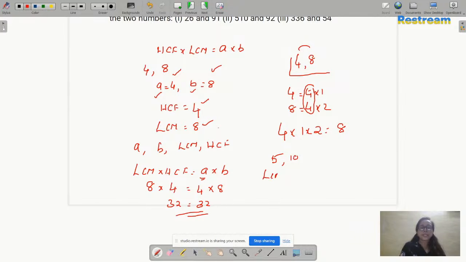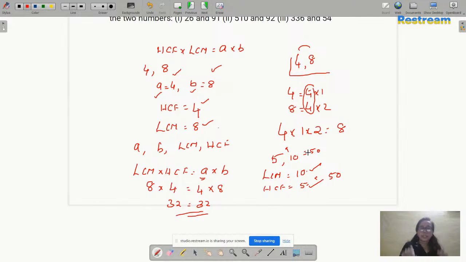What is the LCM of 5 and 10? It is 10. The HCF of 5 and 10 is 5. So LCM is 10 and HCF is 5. Now multiply: 10 5s are 50. Now if you multiply these two numbers, 10 5s are 50. So when you multiply the two numbers, you will get the answer as LCM into HCF. Did you get the idea? This is the relationship between LCM, HCF and the product of two numbers.